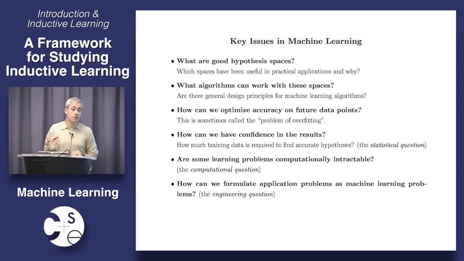And we would also like to come up with not just specific algorithms, but also general design principles for matching algorithms to spaces. The next question, in some ways, is the quintessential question of machine learning: what can I do to optimize my accuracy on the points that I haven't seen?